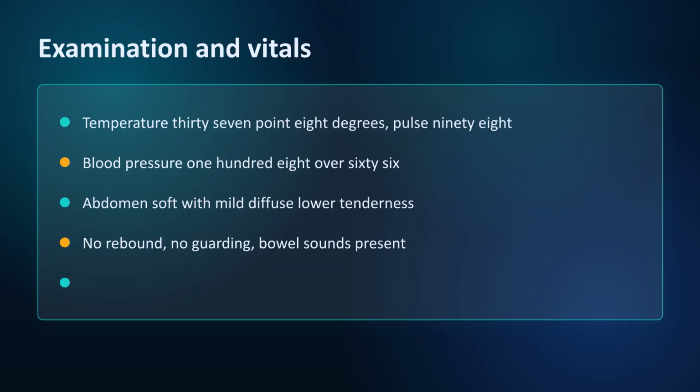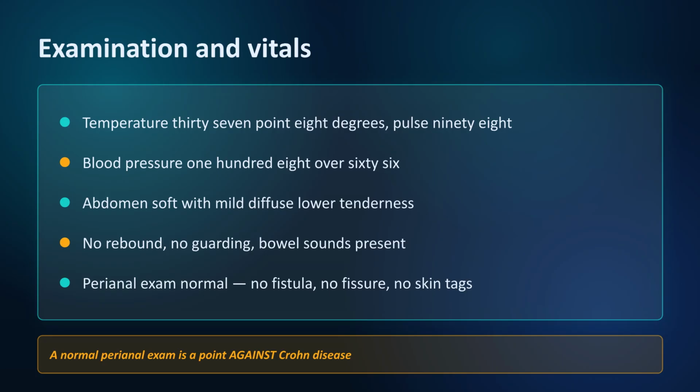And here is the part residents skip. The perianal examination is normal. No fistula, no fissure, no skin tags. That is a real finding. A normal perianal exam is a point against Crohn disease. Notice too that she is not peritonitic. There is no rigidity and no rebound, so we are not dealing with a perforation today.